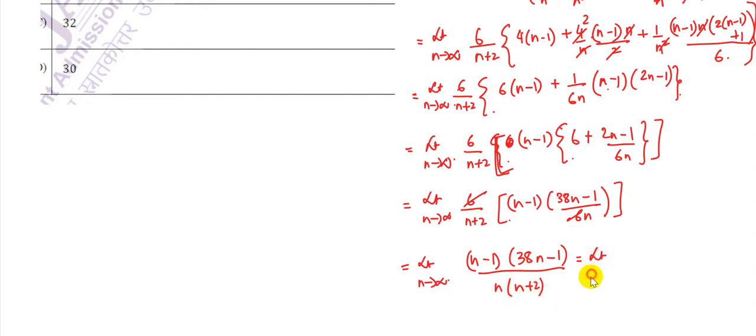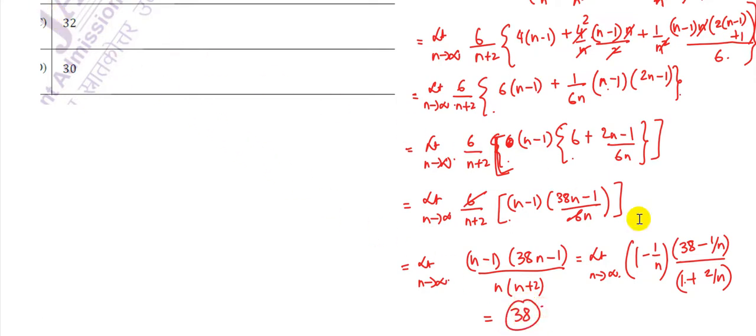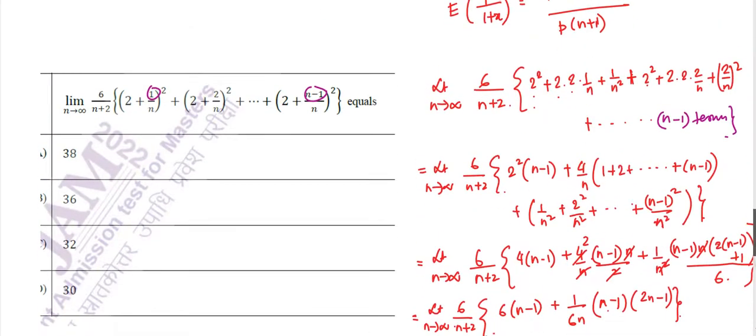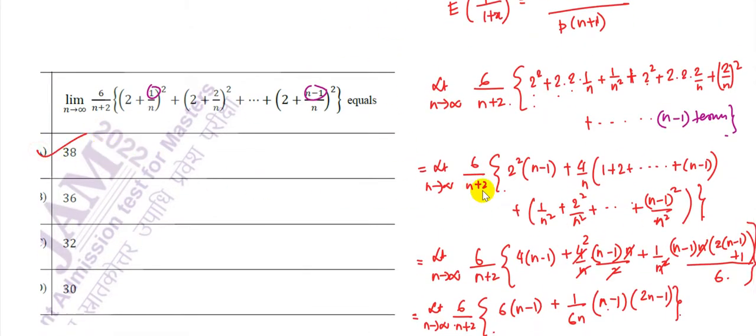So this can be written as limit n tending to infinity. You take this n minus 1 by n, that becomes 1 minus 1 by n, and then you divide both numerator and denominator by n, so this becomes 38 minus 1 by n upon 1 plus 2 by n. So now if you put n tending to infinity, that means 1 by n tends to 0. This becomes 1 into 38 by 1, which is 38. So the answer will be option A, 38.